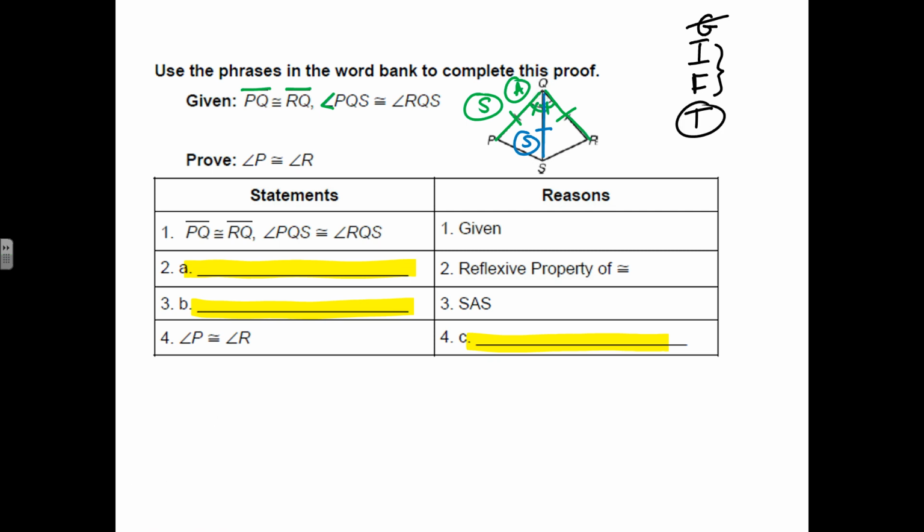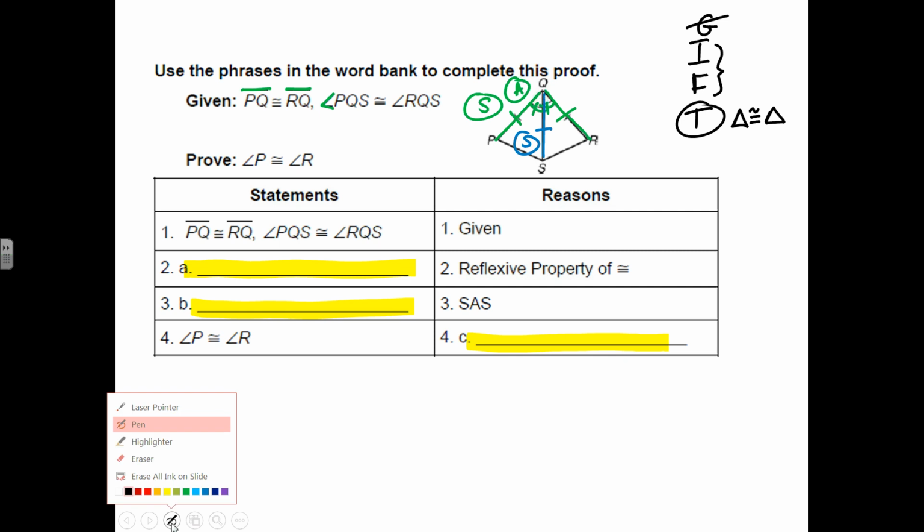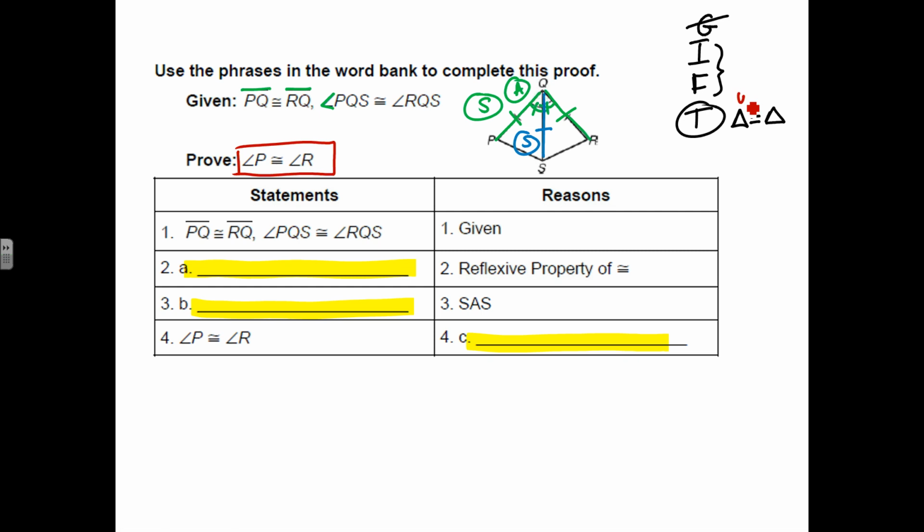You kind of think it through, talk it through. If we can get the entire triangle congruent, then we can hit our target. Whole, and we can get our part congruent. So that's the talk through. If you can get the entire triangles congruent, then you can get the part congruent. Now that you know what we're doing here, let's fill this out.